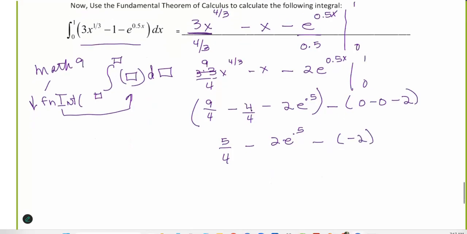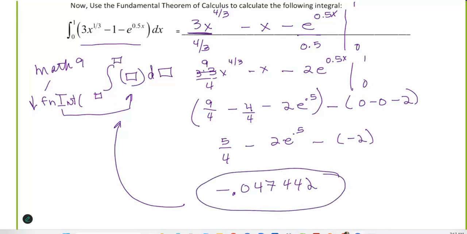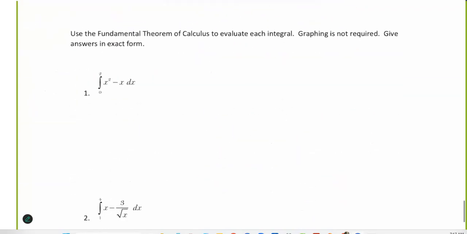Okay, so when I do that math and put this in my calculator, I should be getting negative 0.047442. And putting it in my calculator here will get me the exact same answer. Okay, so you should try it with the calculator so you can verify it. Okay, so let's do another one.